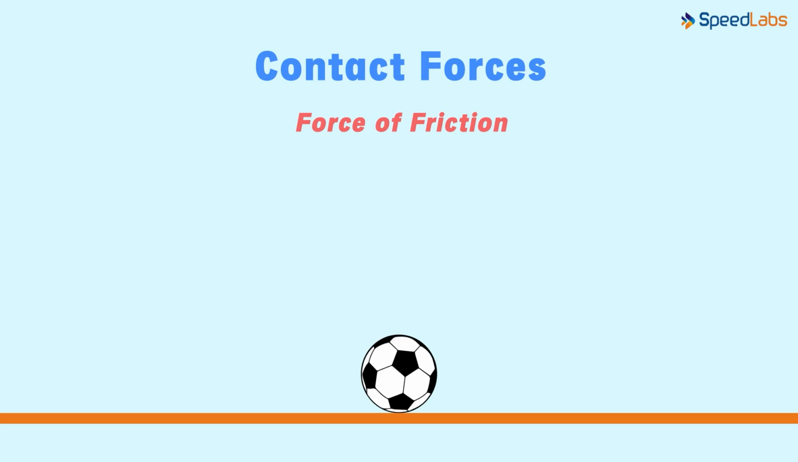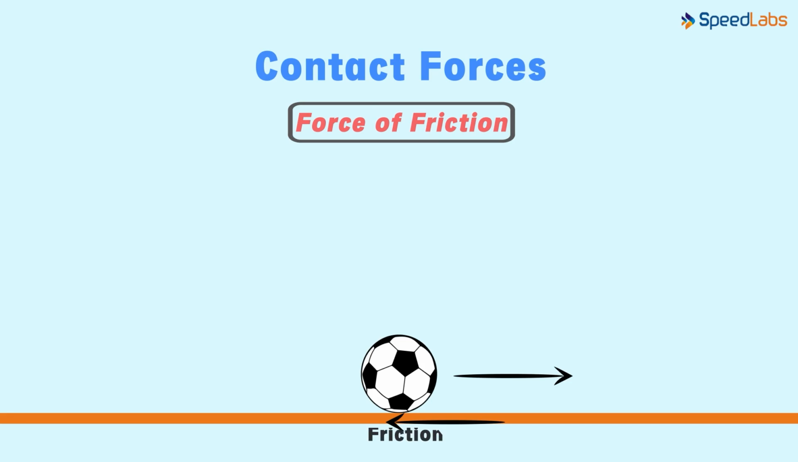The reason for its slowing down and ultimately stopping is the force that this surface applies on the ball when it's moving. Yes, the surface applies the force on the ball, and the direction of this force is opposite to that of the motion. So when the ball was traveling towards the right, the surface was applying a force on it towards the left. The force applied on the ball by the surface is called the force of friction or simply friction. Friction plays quite an important role in our daily life.